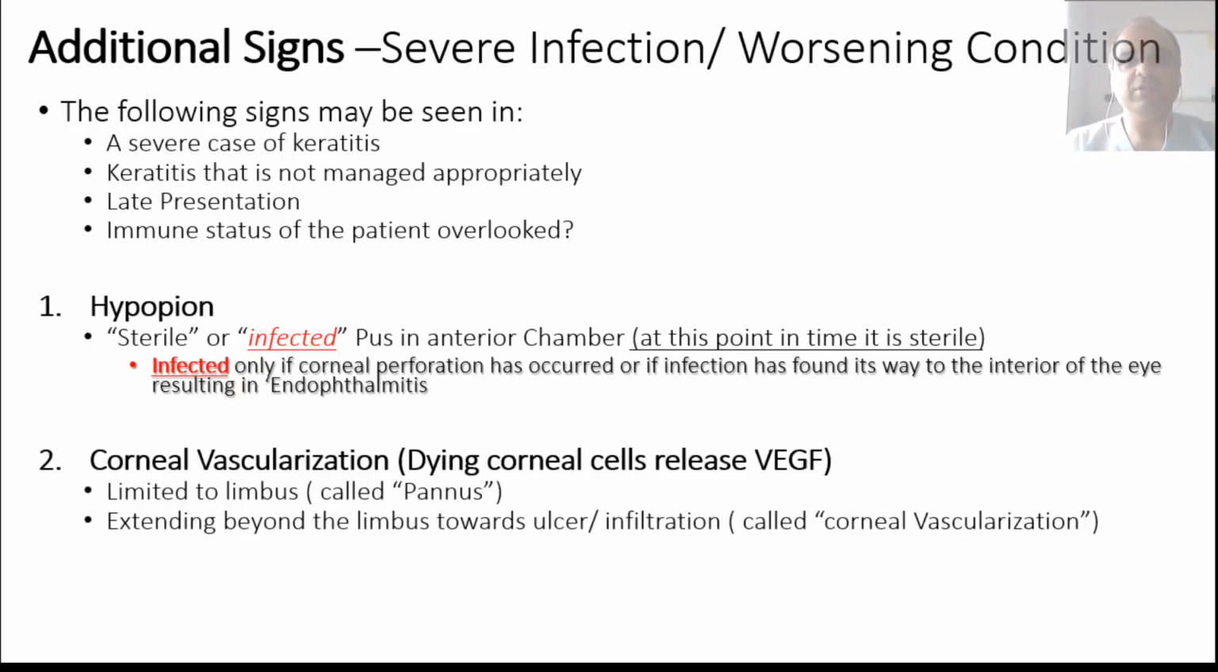The other lesion we talked about was corneal vascularization, which was in response to production of VEGF, which if limited to the limbus is called pannus. If it extends beyond the limbus towards the ulcer or infiltration, wherever the source of the VEGF was, it's called corneal vascularization.